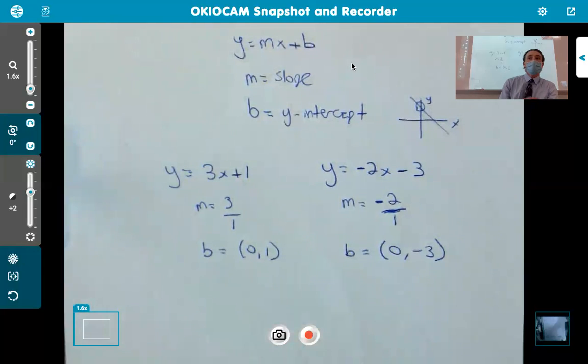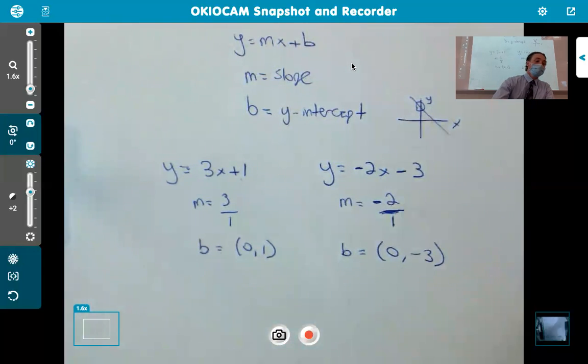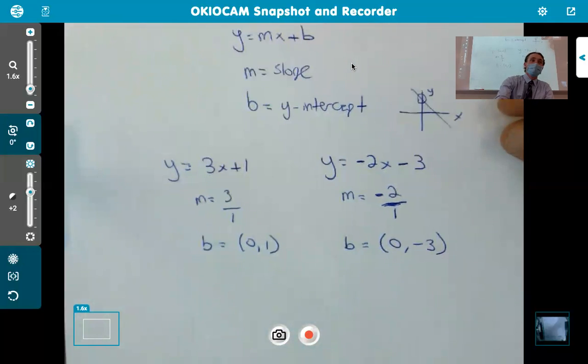So the first thing that you're going to do in any of these equations, what we're going to do in the next couple of examples, is identify first what my slope and my y-intercept are, because that's going to help me plot the points and draw the line that I need for that equation. Okay. Everybody understand? Any questions up until this point?